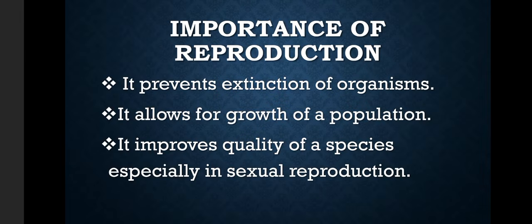Learners, I want you to know that this characteristic of an organism that we normally call reproduction is very important. We are going to list some of the importance of reproduction, and importance number 1 is that reproduction helps to prevent extinction of organisms. Extinction is when an organism goes out of existence. For example, a long time ago there was an organism that used to live that we call dinosaur, but today dinosaur is out of existence. It went out of existence because it actually went into extinction.